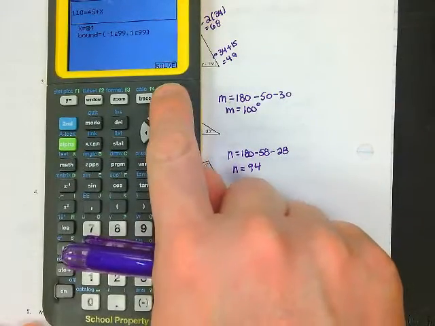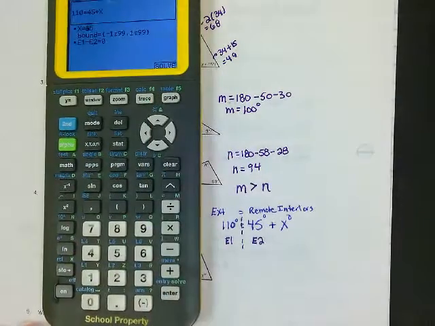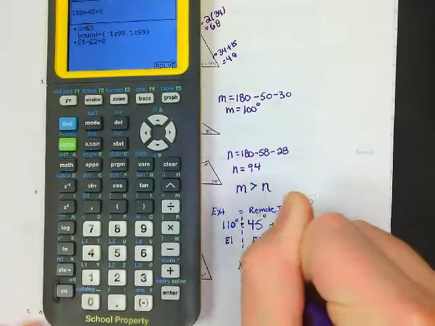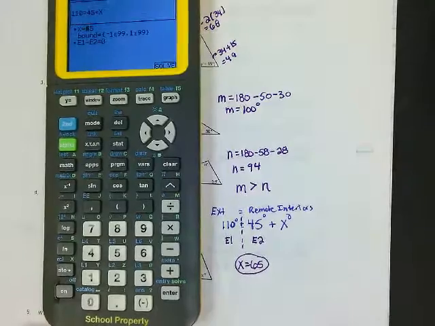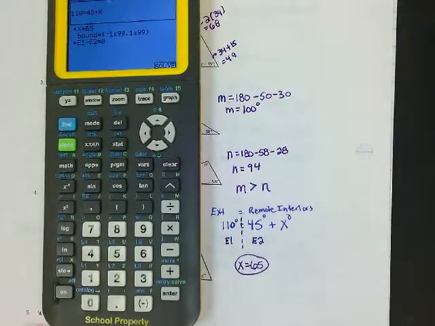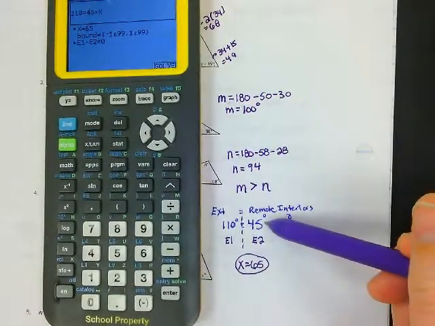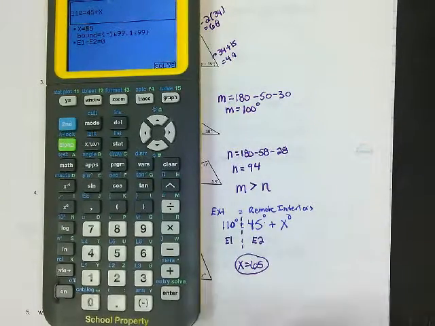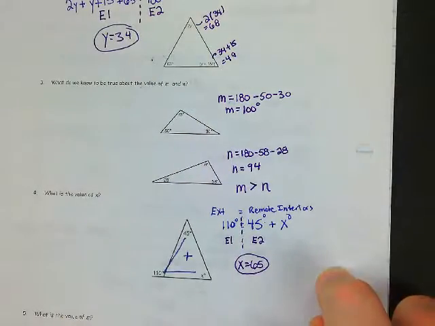Is 34 my answer? No, you have to hit Graph again. It might be, but it's not. X is 65. Okay? X is equal to 65. And if I take 65 and 45, I better get 110. Okay? And I do. Any questions on that one?